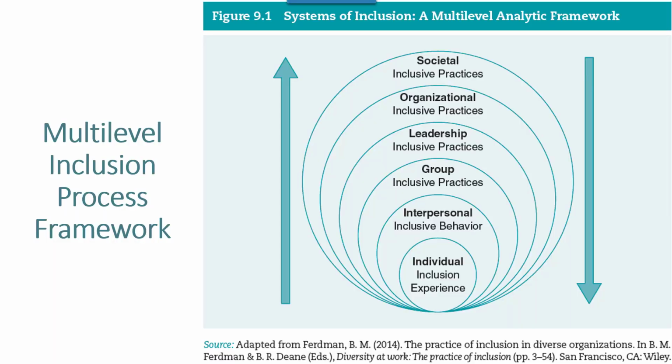The multi-level inclusion process framework treats inclusion as a multi-level process centered on each individual's experience of inclusion. This occurs as a result of inclusional practices on many levels, including interpersonal, group, leader, organizational, and societal. Ferdman's framework illustrates how inclusion at one level is related to the way inclusion is practiced at other levels. The framework emphasizes that the individual inclusion is the foundation of the framework.